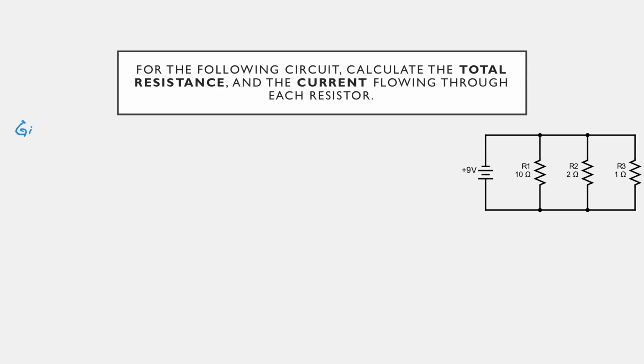So we have a lot of things here that are given to us. Since I want the current flowing through each resistor, I also need the voltage across each resistor. But luckily, since we have the total voltage, that means we know V1, V2, and V3, and they're all going to be equal to 9 volts. V1 would be the voltage across resistor 1, V2 across resistor 2, V3 across resistor 3. We also have R1, which is 10 ohms, R2, which is 2 ohms, and R3, which is 1 ohm.